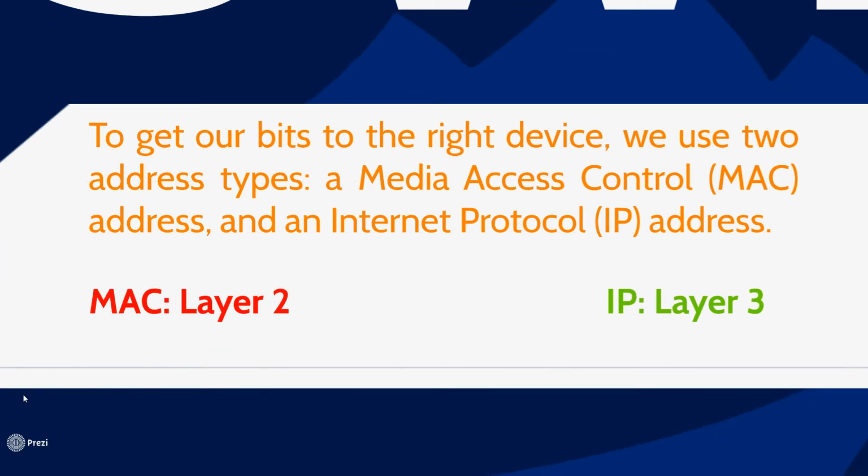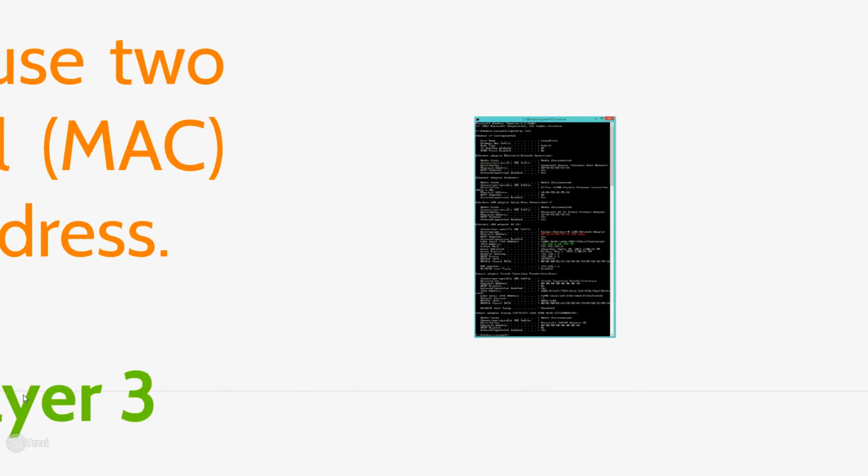So I can't just send data out blindly. It has to have an address to know where to go. And we use 2 different types of addresses. One, on layer 2, we use media access control addresses, MAC addresses. And for layer 3, we use IP addresses, Internet Protocol addresses. It's just important that you know the difference and can make the distinction between those 2.